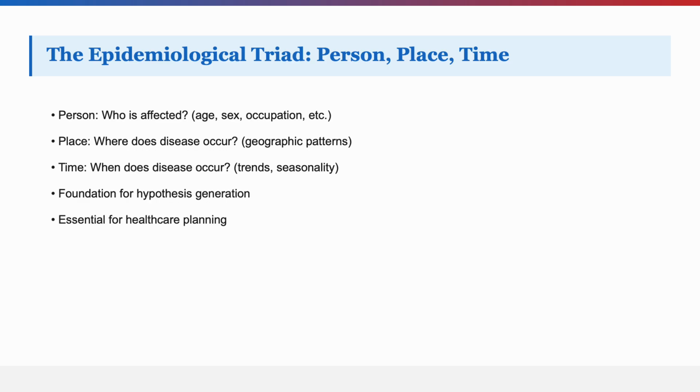These dimensions interact. Disease patterns by age might differ between places. Time trends might differ between demographic groups. Descriptive epidemiology maps these patterns, generating hypotheses for analytical studies to test.